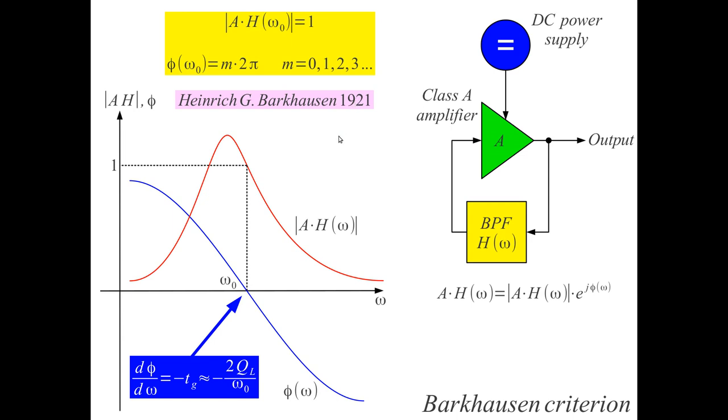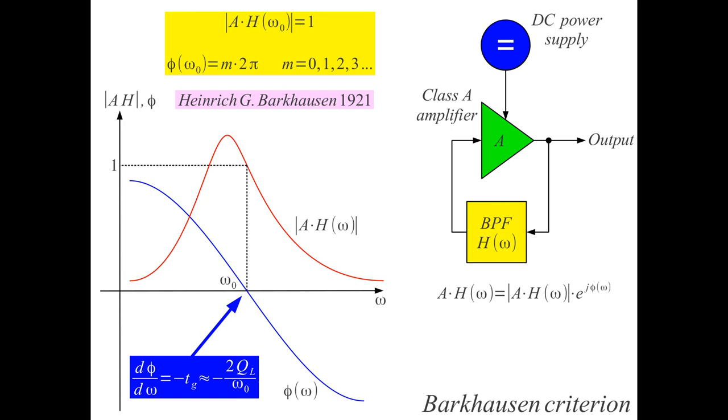What does Barkhausen say? The oscillator always works when the gain of the amplifier A and the transfer function of the feedback, the product of these two, is exactly equal to 1. And the phase shift is exactly equal to a multiple of 2 pi, where this multiple may be 0, 1, 2, 3, and so on, an integer multiple of 2 pi phase shifts. The oscillator will actually run at the frequency not where the gain is the highest, but at the frequency where the phase shift is the correct one. This is what Barkhausen says. So phase shift is most important to define the frequency of operation of our oscillator.